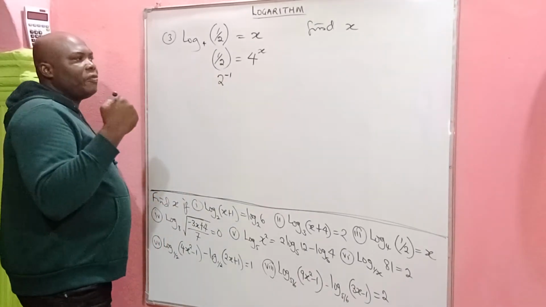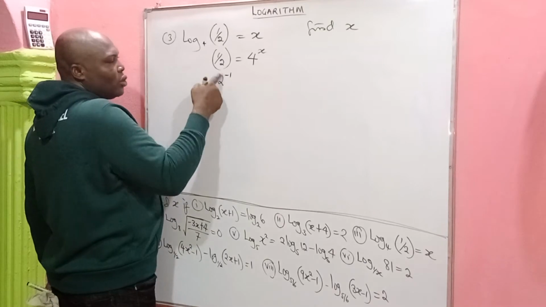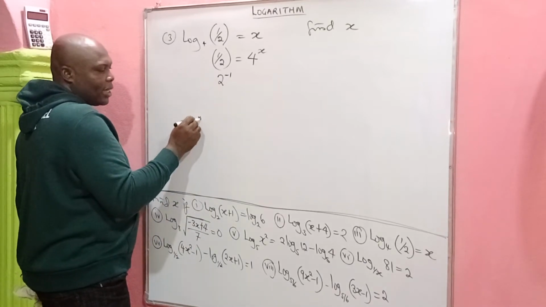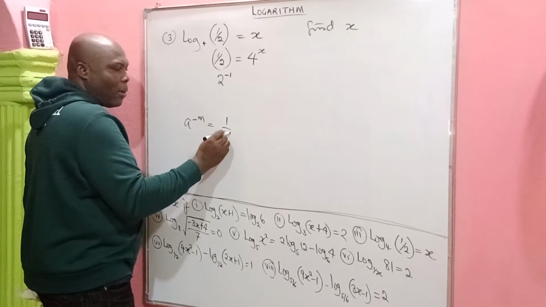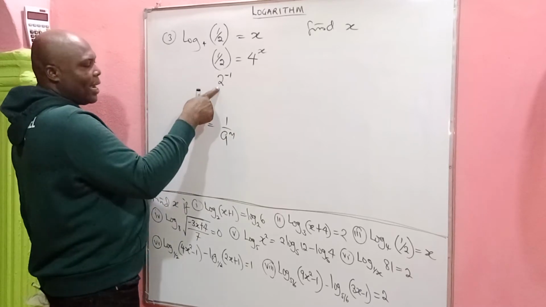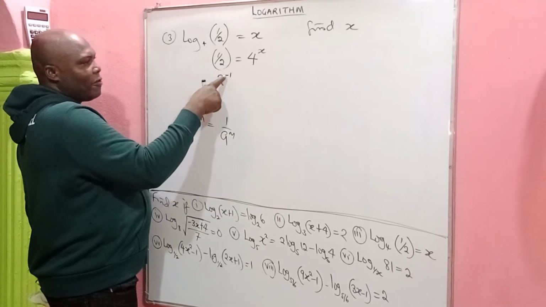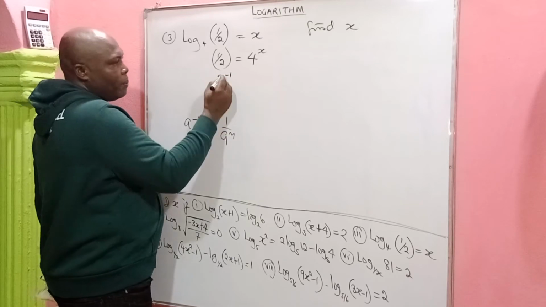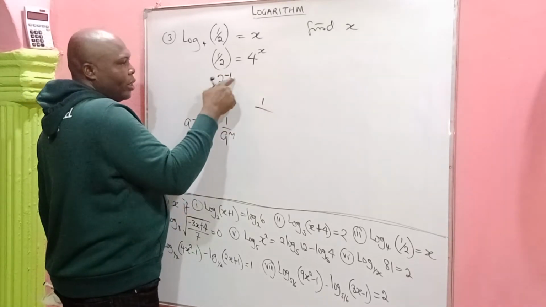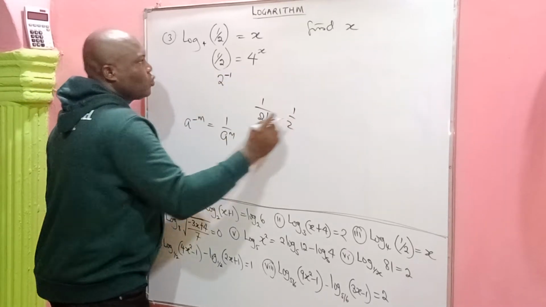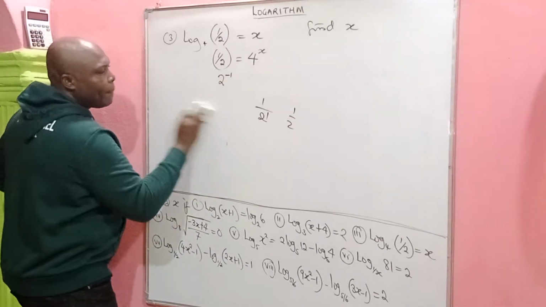By one of the laws of indices, a raised to the power minus m is equal to 1 over a raised to the power m. So we apply it here, and that's why we have minus 1. Minus 1 here is 1 over 2 raised to the power 1, which is 1 over 2. So that's what half is.